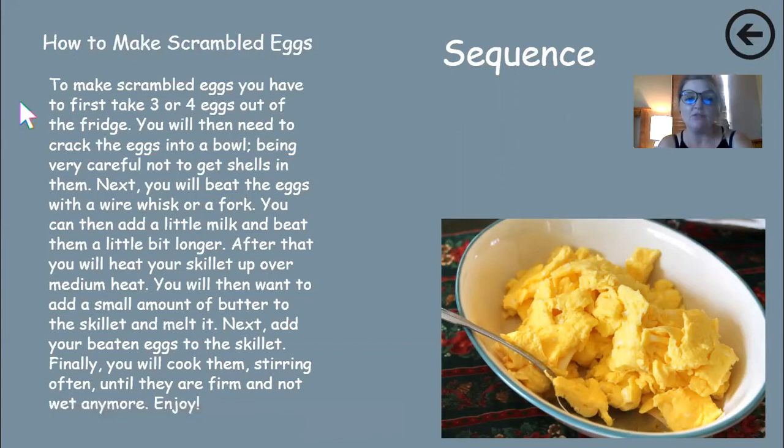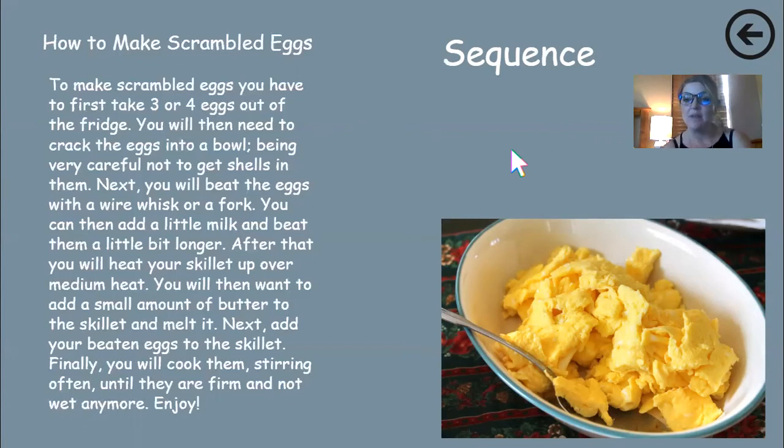To make scrambled eggs, you have to first take 3 or 4 eggs out of the fridge. You will then need to crack the eggs into a bowl, being very careful not to get shells in them. Next, you will beat the eggs with a wire whisk or a fork. You can then add a little milk and beat them a little longer. After that, you will heat your skillet up over medium heat. You will then want to add a small amount of butter to the skillet and melt it. Next, add your beaten eggs to the skillet. Finally, you will cook them, stirring often until they are firm and not wet anymore. Enjoy.